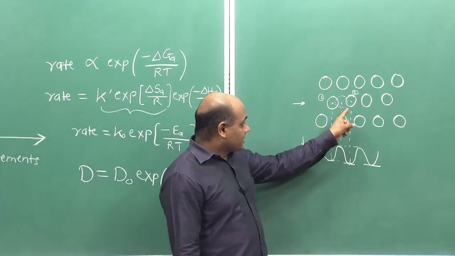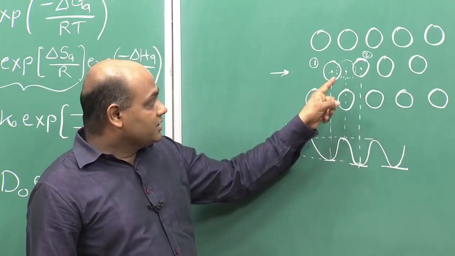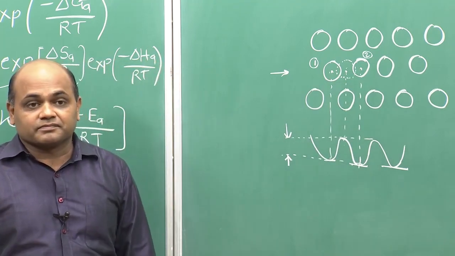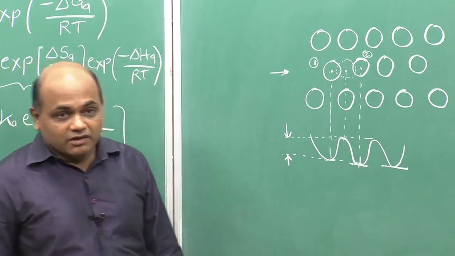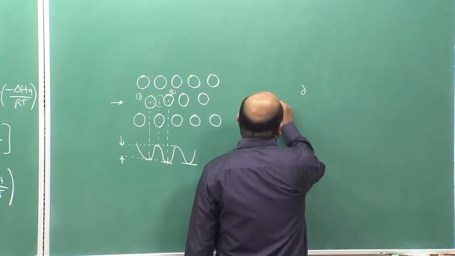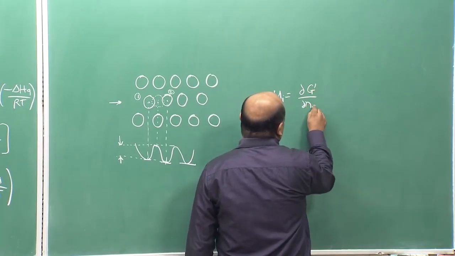But what if the chemical potential on site 2 is lesser than that on site 1? So, what is the chemical potential? Chemical potential we defined as mu_i is equal to ∂G'/∂n_i.